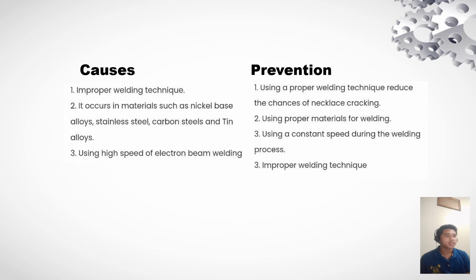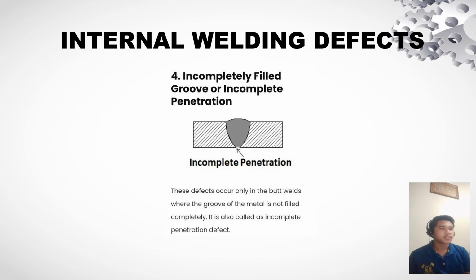Puncanya, improper welding technique, and it occurs in materials such as nickel-based alloys, stainless steel, carbon steel, and tin alloys. Prevention: using a proper welding technique reduces the chance of necklace cracking. Using proper materials of welding.